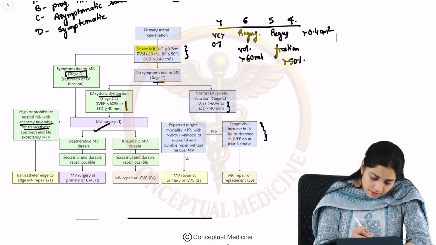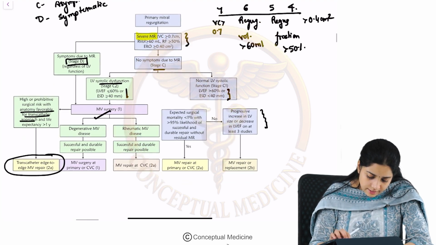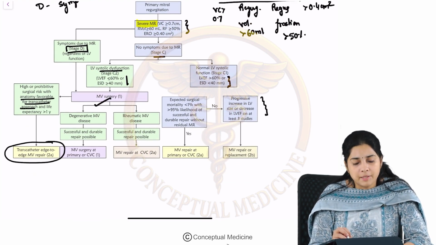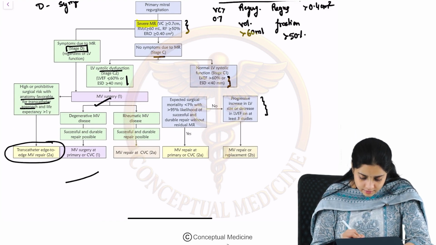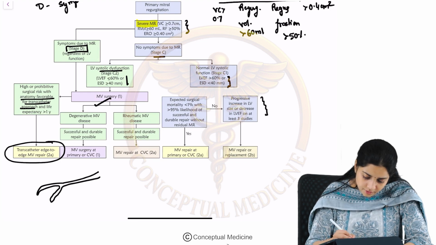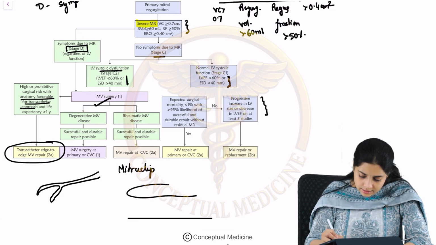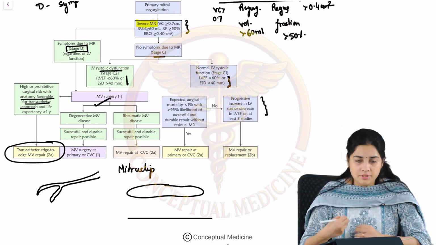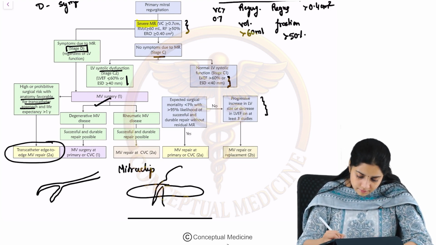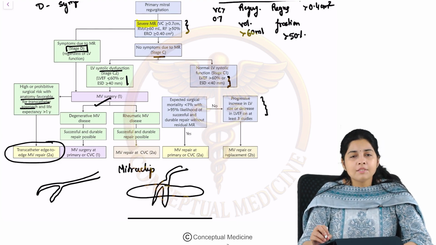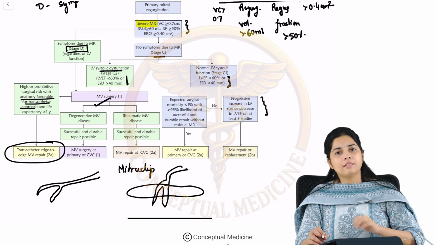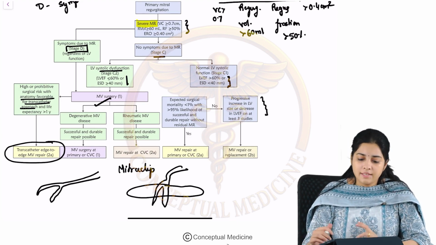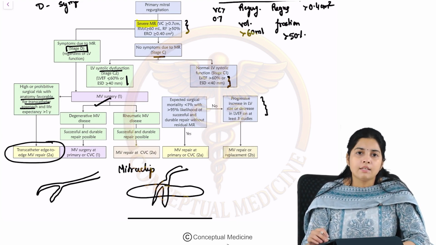Now, if there is a high risk of complications, a high risk of surgery, and if the anatomy is favorable for a transcatheter approach, then we can do a transcatheter edge-to-edge mitral valve repair. So there is a device that we use which is called the MitraClip. This is your mitral valve which is regurgitating, and you clip it. So once you clip it, the effective surface area decreases and the regurgitation comes down. So this can be used only in selected cases.